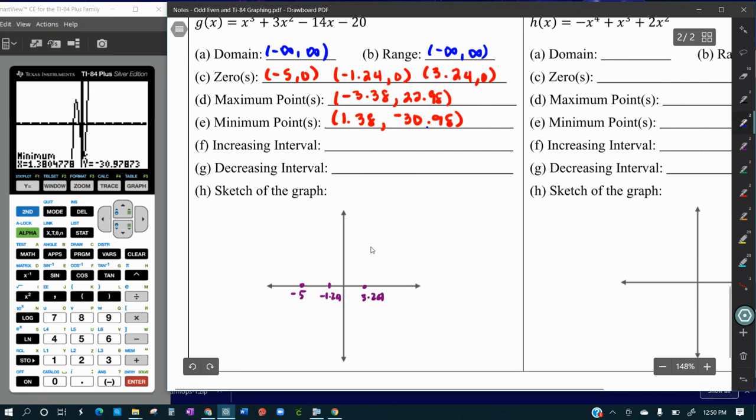My maximum coordinate is -3.38, somewhere around here, and then 22 something, so way up here. So -3.38, comma 22.98. And I'm going to label here because you'll see why in just a moment. And then our minimum point is 1.38 and -30 something. So somewhere around here. 1.38, -30.98. Remember, it's a sketch. It's not an actual graph.